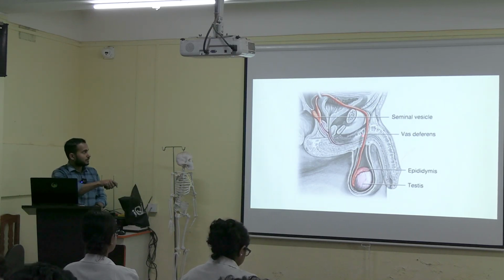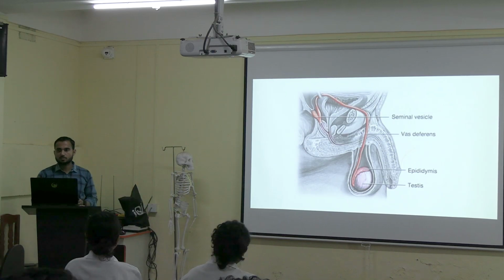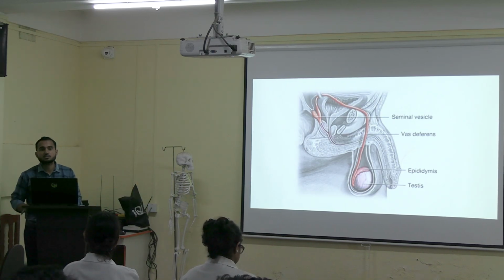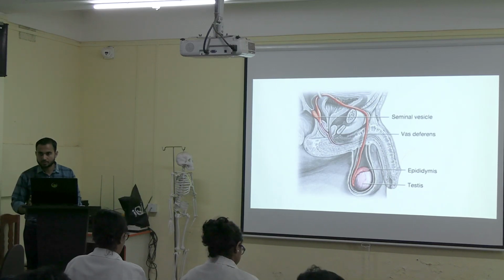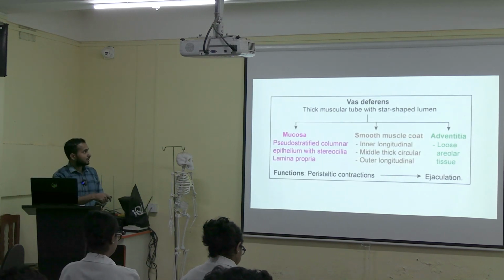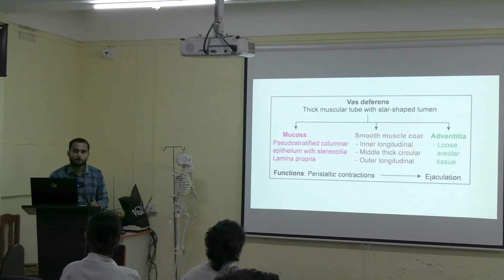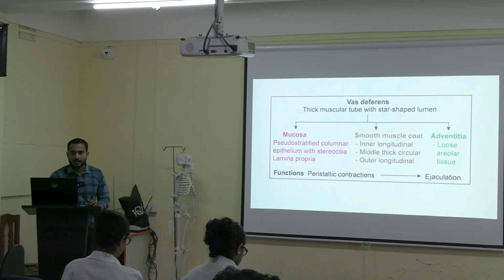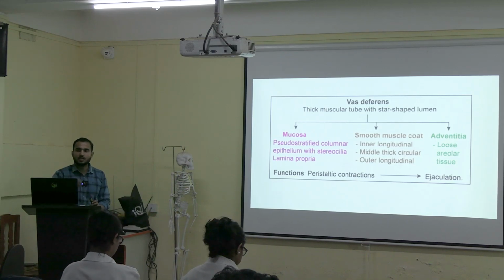Now, what do you think? What will be present in the vas deferens? Identification of vas deferens is also very important and very easy. Identification of the slide of the vas deferens is very easy. So what is present in the vas deferens? First of all, a thick muscular tube with star-shaped lumen. If you see the muscle coat of vas deferens, it is very thick. And the next important point, the lumen is star-shaped.